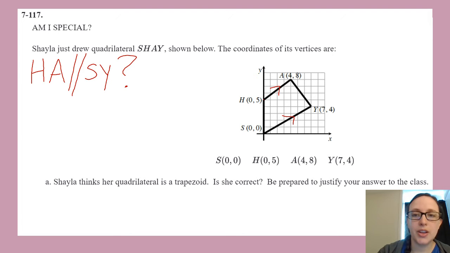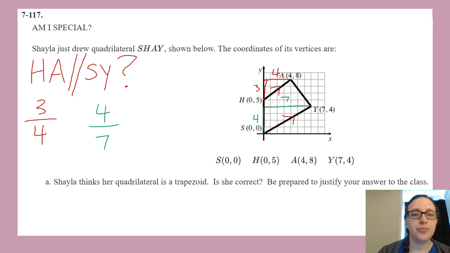So this slope has a rise of 3 and a run of 1, 2, 3, 4. So HA has a rise of 3, a run of 4. We cannot reduce that, so that slope is just 3 over 4. Now this other slope, S to Y, has a rise of 1, 2, 3, 4, run of 1, 2, 3, 4, 5, 6, 7. So that slope is 4 over 7. We can't reduce that. 4 and 7 are not multiples of each other. So since these are not equal slopes, then they are not parallel.